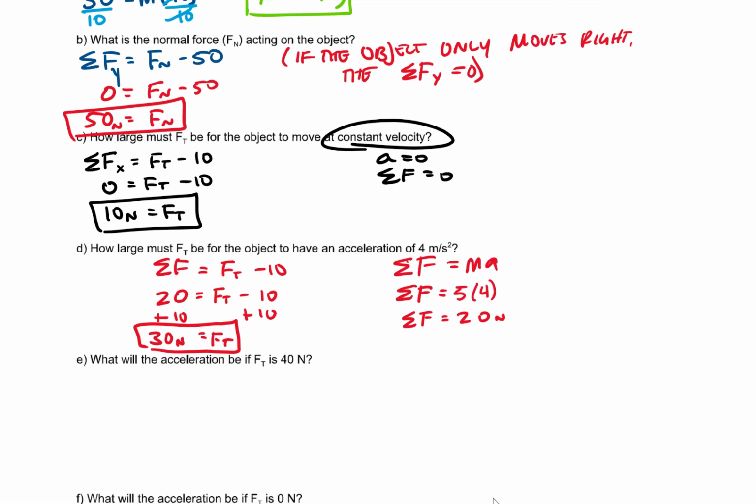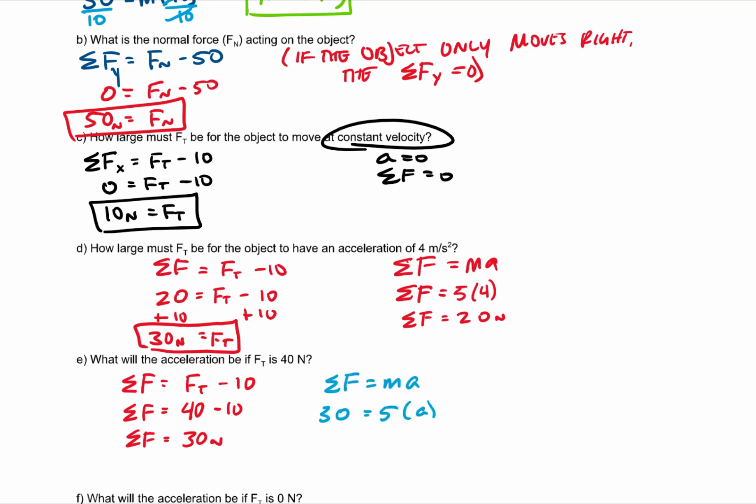Same situation. We have something else going on. Now it's telling me that the Ft is 40 newtons. So net force is equal to tension minus 10. As always, that's still there. But this time we know Ft. So from this equation we see net force is 40 minus 10. I can get my net force to be 30 newtons. If I want the acceleration, net force is going to be the mass times the acceleration. So 30 is 5, the mass, times the acceleration. Divide both sides by 5. And the acceleration comes out to be 6 meters per second squared.